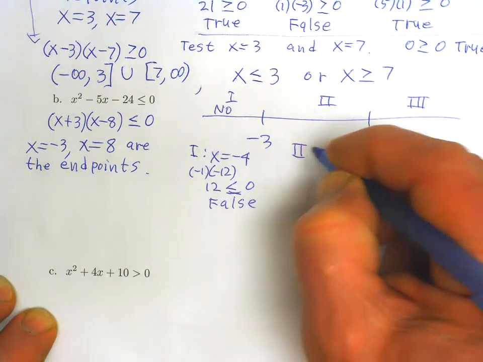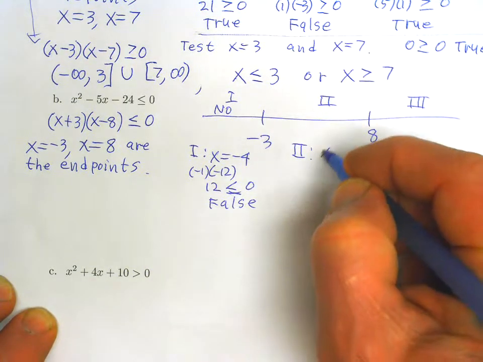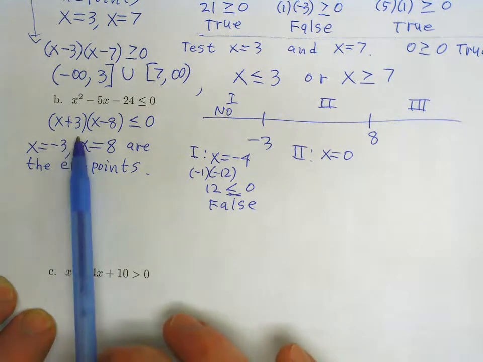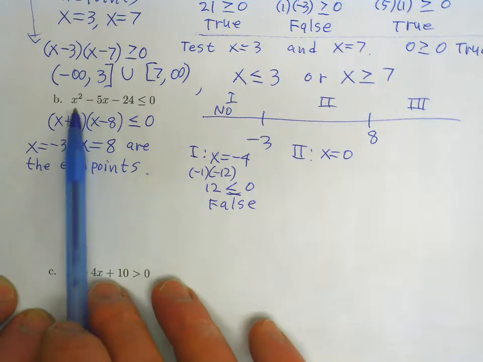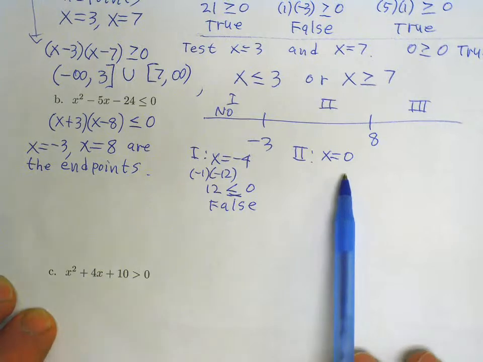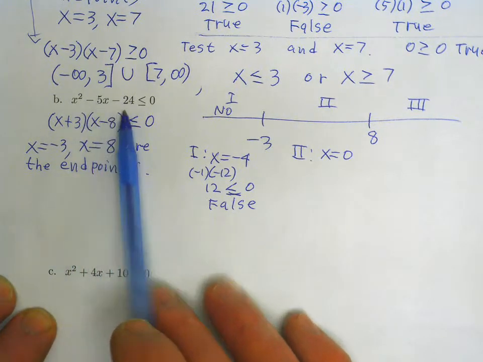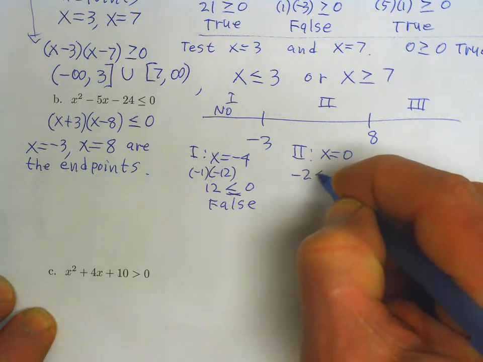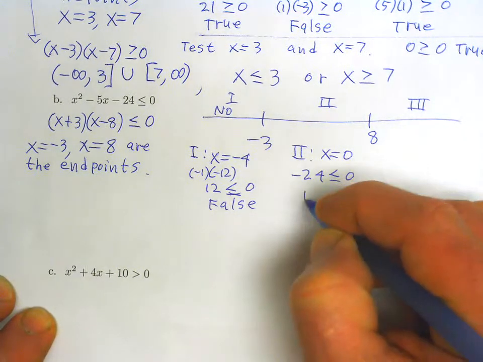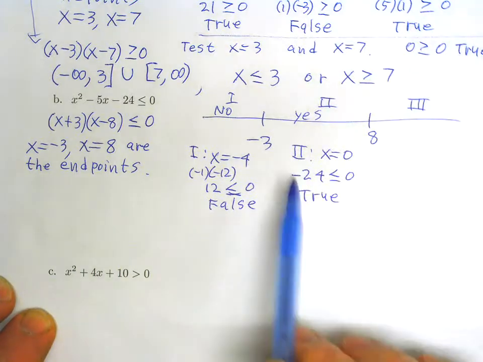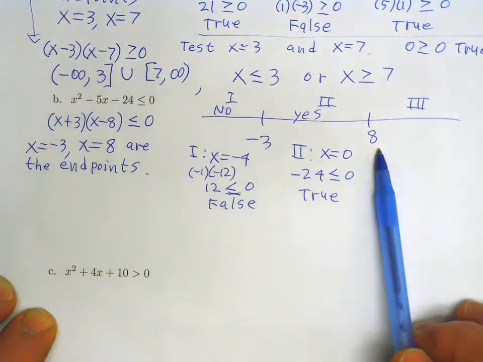In the second interval, 0 is in that interval, so I'll pick x to be 0. We can use either inequality, but the original inequality is more convenient when 0 is the test point. Replace every x with 0, we get negative 24 less than or equal to 0. That's true. So all the numbers between negative 3 and 8 are solutions.